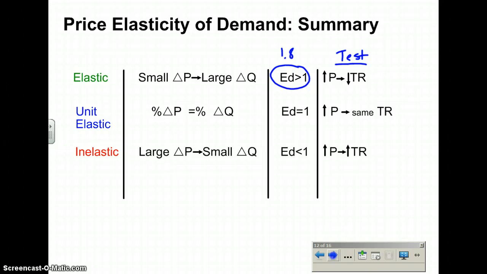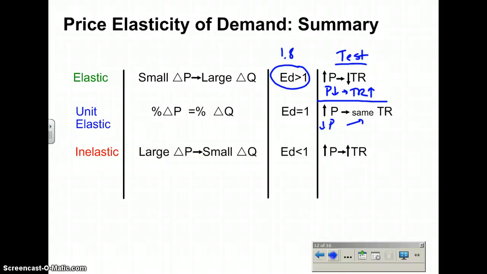If the price goes up and the total revenue goes down, we can conclude that it is elastic. Likewise, if the price goes down and total revenue goes up, we would conclude elastic. Okay, unit elastic, the percentage change in price and the percentage change in quantity are equal. The coefficient is 1, and in this case, any change in price, whether price goes up or price goes down, total revenue is constant.